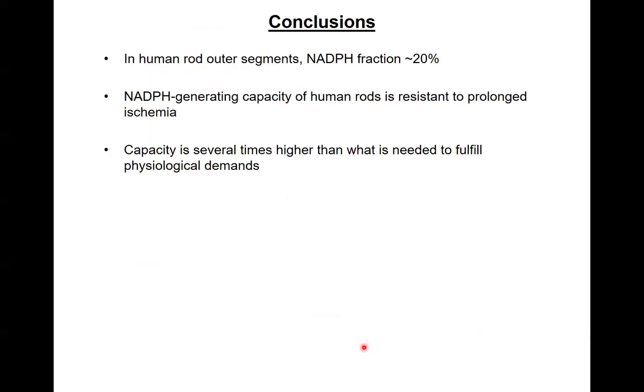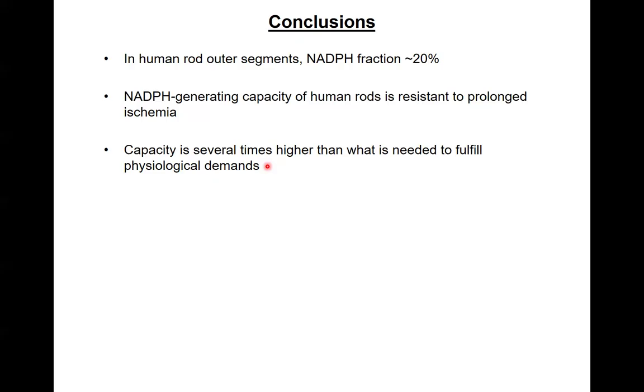Okay, so conclusions from the humans: the NADPH fraction is about 20%, and the NADPH generating capacity of human rods is resistant to prolonged ischemia. This is just because we get the eyes close to 30 hours after death. So the retina has been ischemic. It does show signs of ischemia when you look at how the cells look and so on. But the metabolic capacity for NADPH generation is several times higher than what we would need for retinal to retinol reduction.